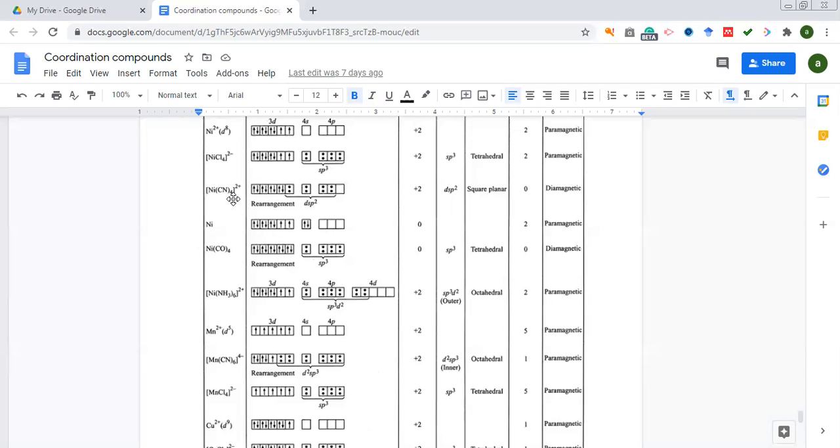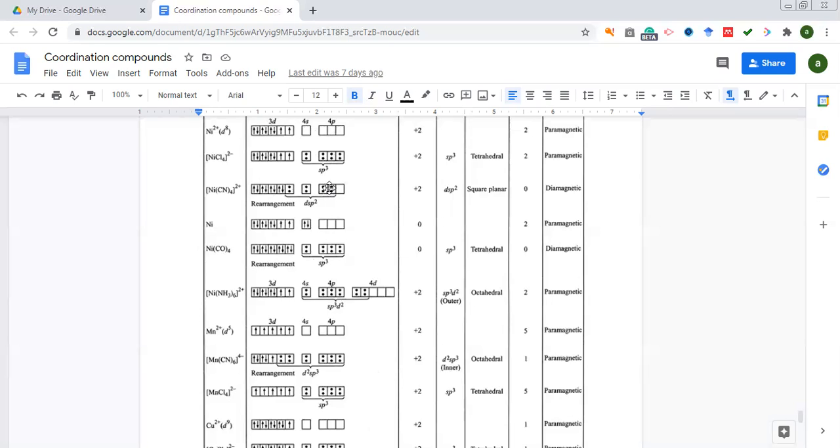Next, what is the coordination number of this complex? 4. That means nickel has to provide 4 vacant orbitals: one d orbital, one s orbital, and two p orbitals. How many in total? 4. And the hybridization is dsp2. So here also nickel needs to provide 4 vacant orbitals, as in the first case. But in the first case the 4 orbitals are from 1s and 3p, whereas in the second case these 4 vacant orbitals are from 1d, 1s, and 2p.